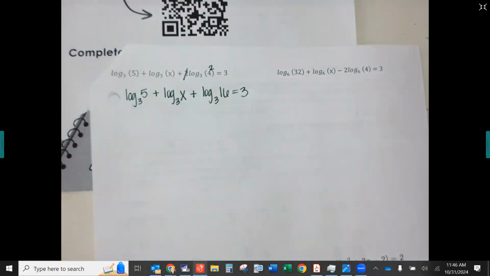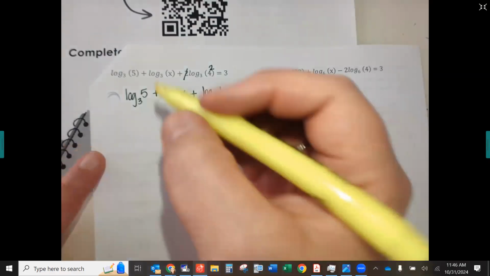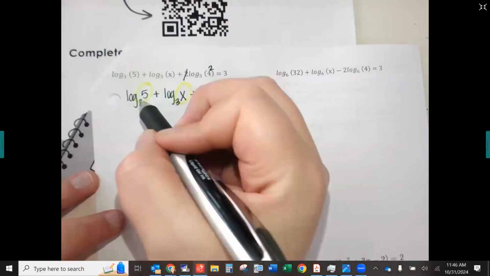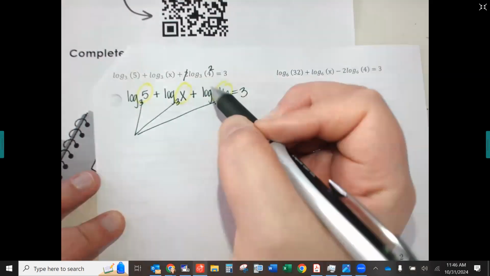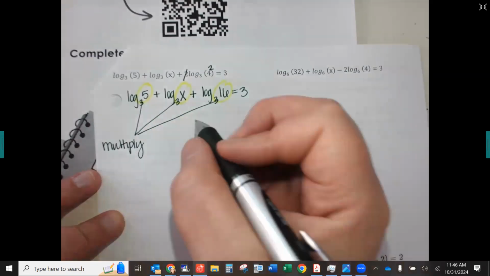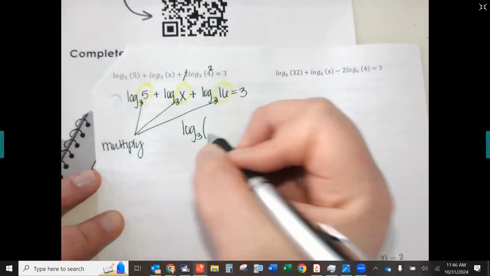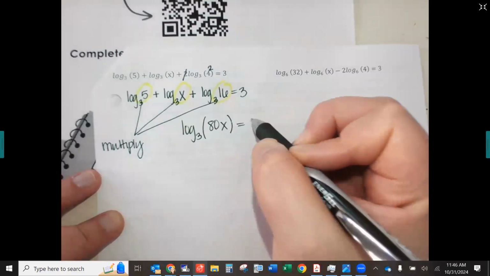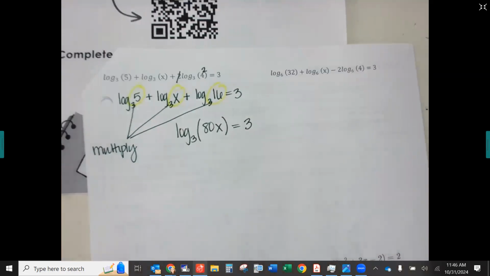Okay, from here, do you notice that you have multiple logs? You got to put all those logs into the same one. If they're all added, what am I going to do with those pieces to put them back together? Will I multiply or divide? Multiply. So in your calculator, can you multiply 5 and 16? What is 5 times 16? 80x equals 3. Okay, now notice I'm doing 5 times x is 5x, then times 16, that's where we got the 80x.